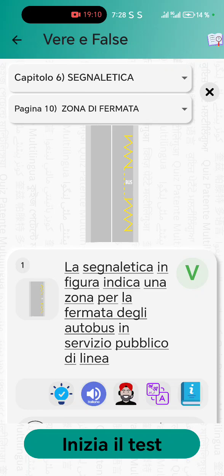So you already answered a few questions, or maybe you also answer 1 to 3. Say la segnaletica in figura indica una zona per la fermata degli autobus in servizio pubblico di linea. So now you say this sign in the figure indicates the zone for fermata for autobus for public service, vero. So this is fermata for autobus for public transport or public service, vero.